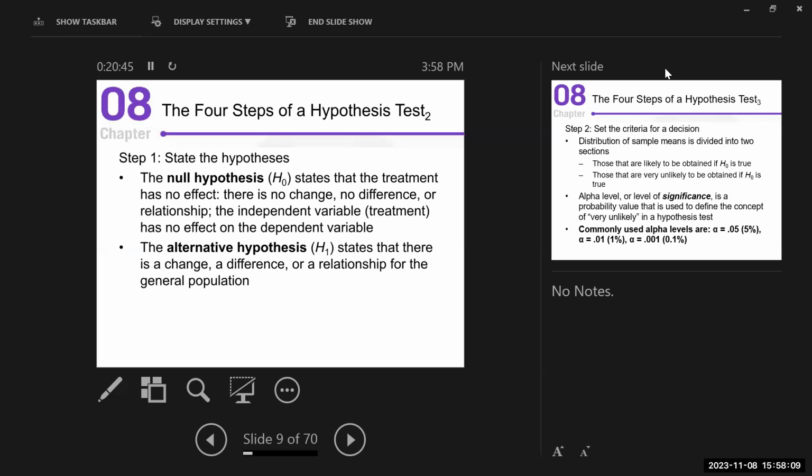Okay. So those are the two. When I ask you to state the hypotheses for your study, this is what I mean. You have a null hypothesis, you have a research hypothesis. Those are your hypotheses. Okay.